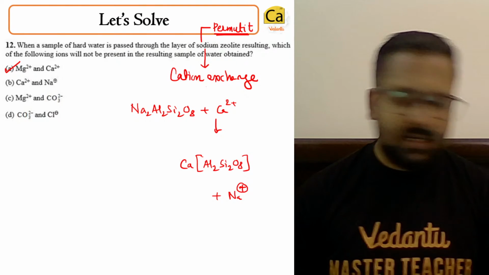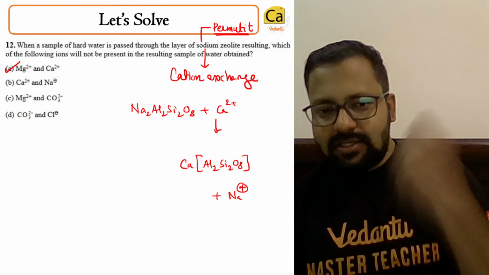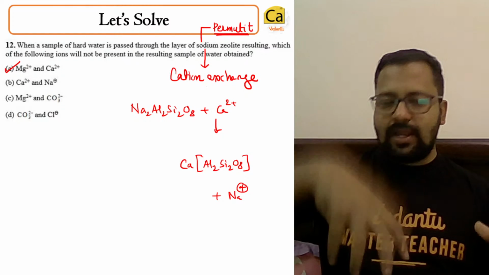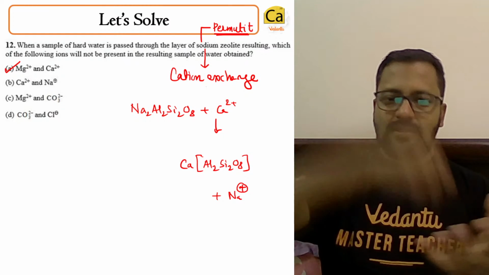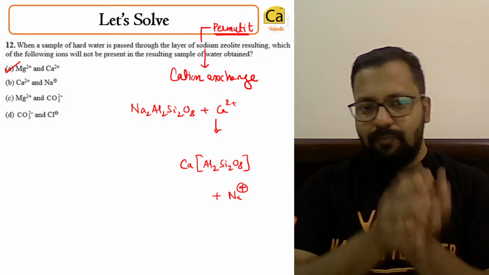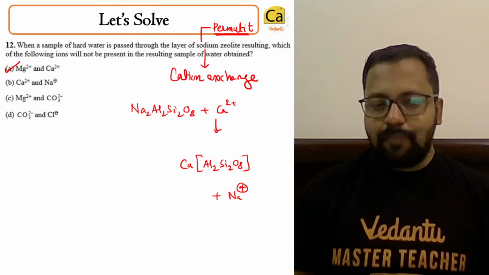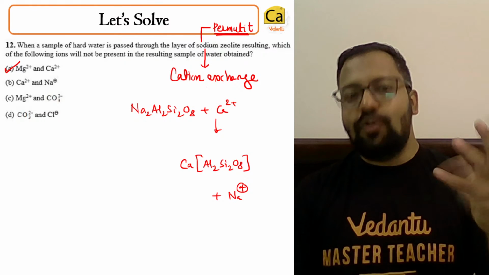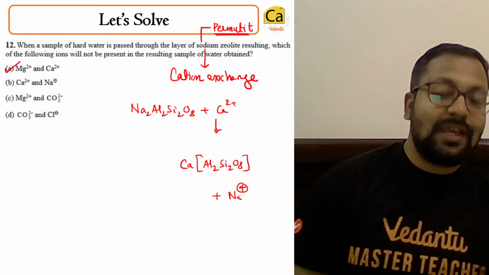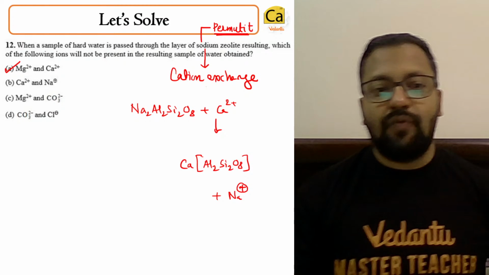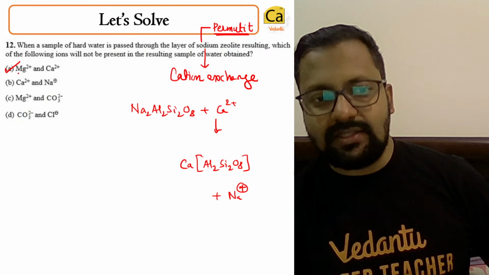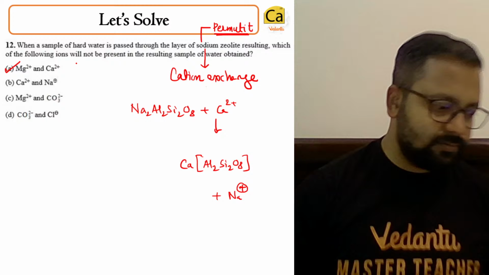Why shouldn't they be present in the sample? Because they are being exchanged. So the permutate solution, permutate comes, picks the cation, drops its Na plus, so that the sample of water loses those cations which are responsible for causing hardness. Okay, so what will not be present? The ions which are capable of causing hardness, that is magnesium and calcium.